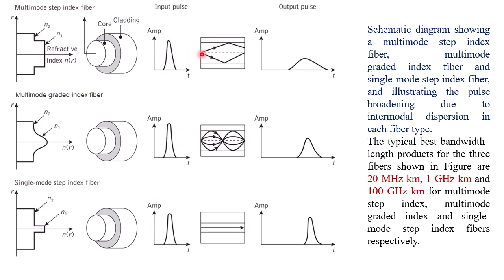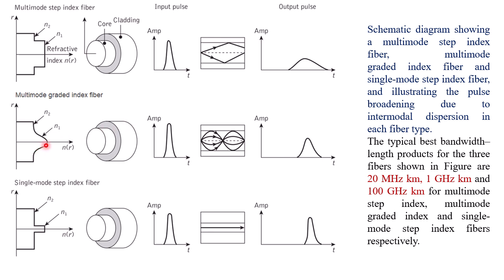For multimode, we have different modes inside the fiber, and because of that, the output pulse will have lower peak power, as well as very high pulse duration. So pulse duration will be very high compared to the input pulse duration, right?